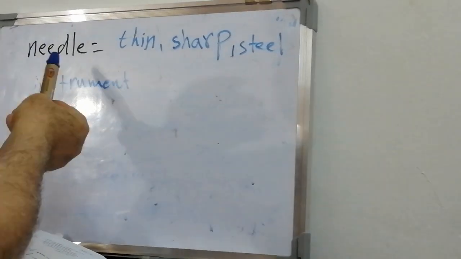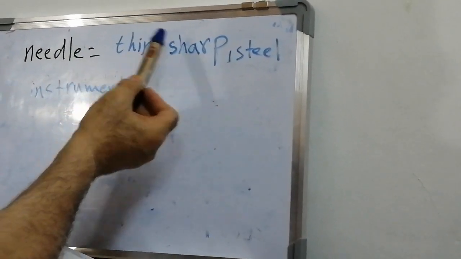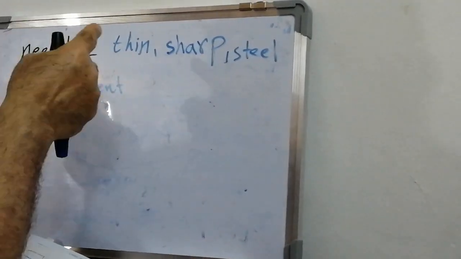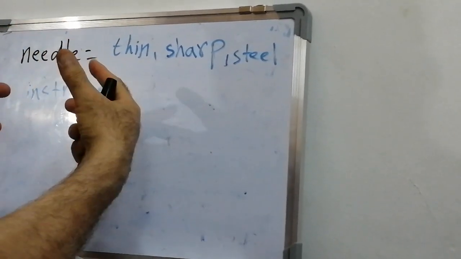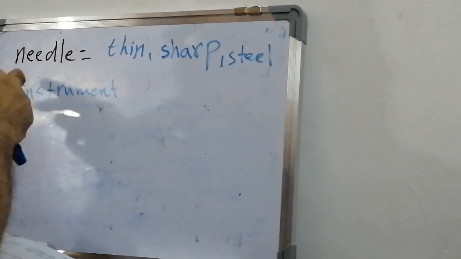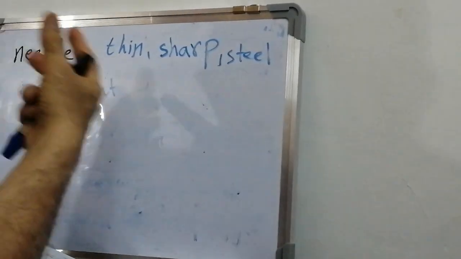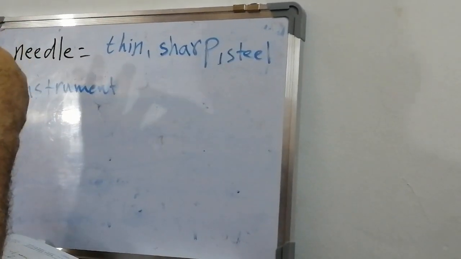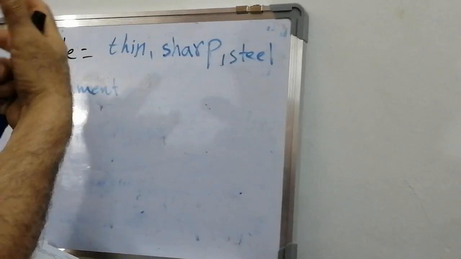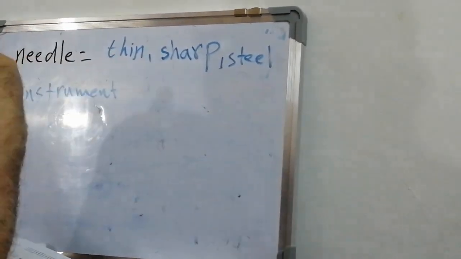Okay? So now this information, this thin, sharp, steel instrument, we call it the basic components of the literal meaning or the conceptual meaning of the word needle. Every one of us has this information about the word needle, that it is thin, that it is sharp, and that it is a steel instrument. It is made of steel. Okay, right. So this is the first type of meaning.